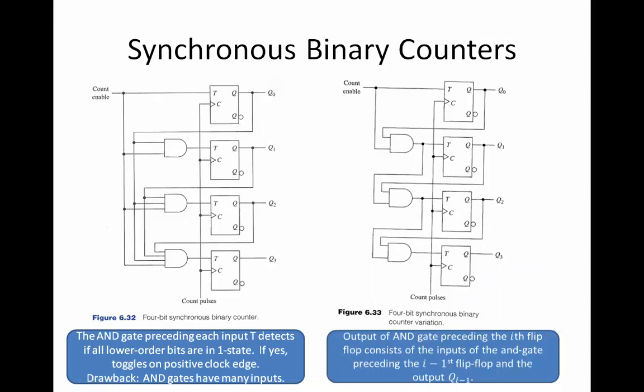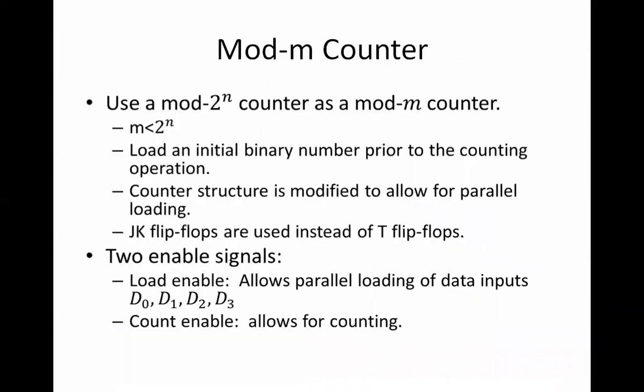Fine. So now looking into the mod M counter. A mod M counter is nothing but having M states, which means having many states. We will see how this can be done with the help of JK flip-flops instead of using a T flip-flop. So M is less than 2 raised to N, where M is nothing but the number of states.